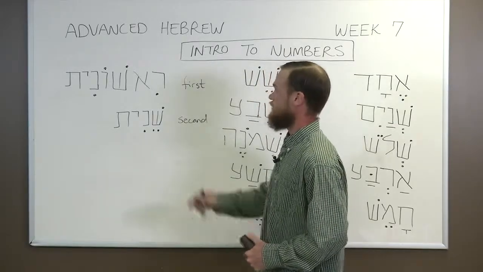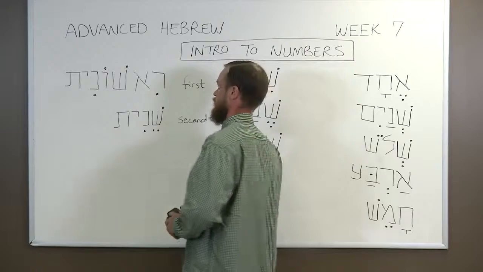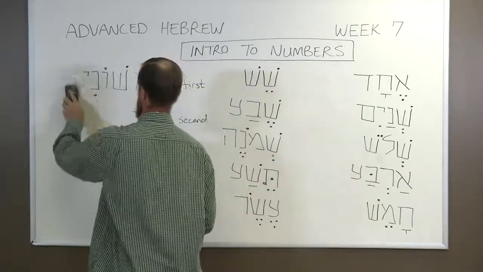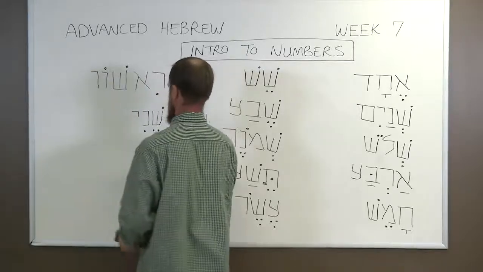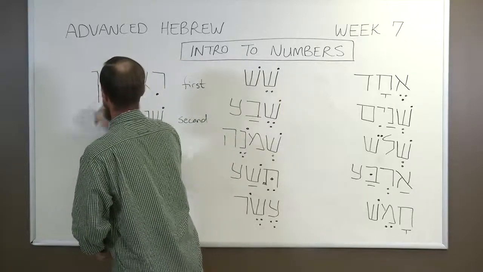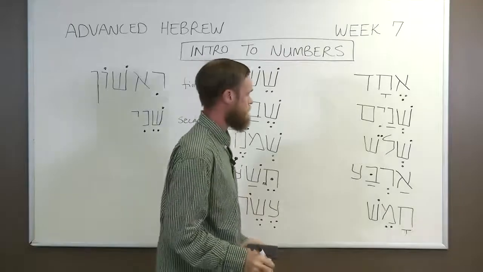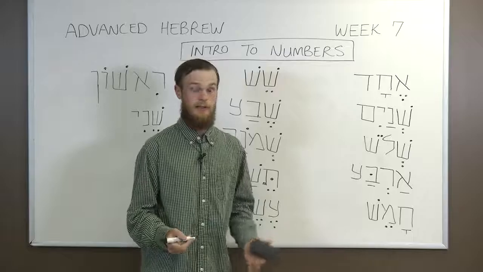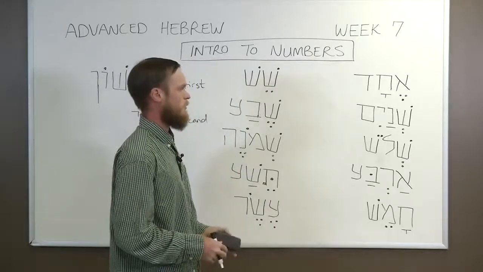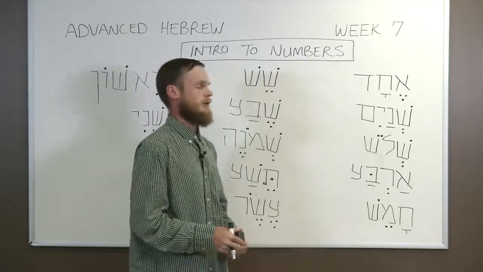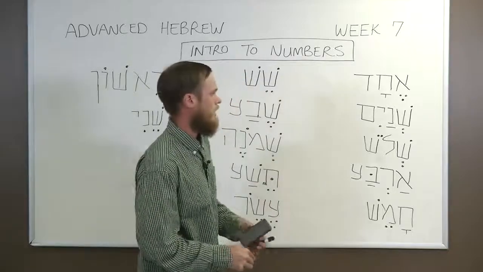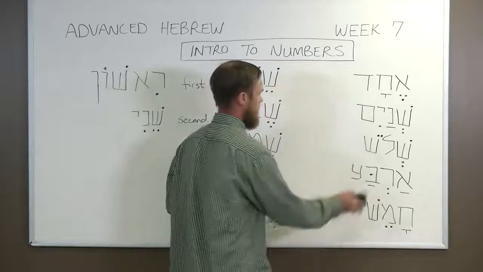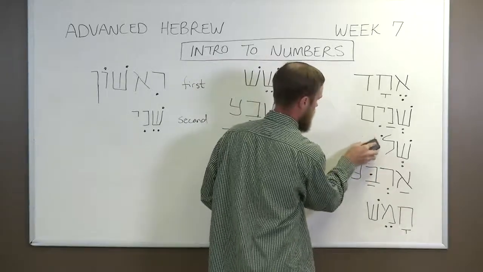So this is first and second, Rishon and Sheni. Stick with the masculine for now, because you can simply add that ending to make it feminine. To construct the rest of the ordinal numbers, you've got a sheet that lists them, but if you have your cardinal numbers memorized, you can reconstruct all of the ordinals from 3 on up by simply taking your cardinal number, taking the last letter, and moving it over.